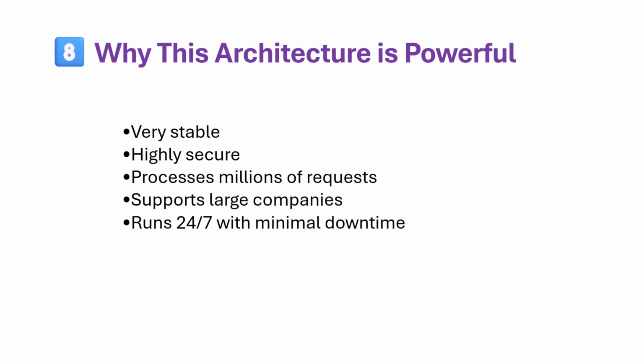11. Why mainframe architecture is powerful. Mainframe architecture is powerful because it is stable, secure, and highly efficient. Mainframes can process millions of requests every day. They support large enterprises and critical business operations. Another important advantage is availability. Mainframes can run continuously 24 hours a day with very little downtime. That is why industries like banking and airlines continue to rely on them.